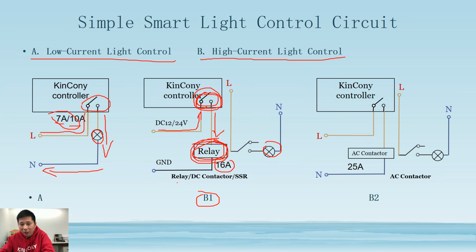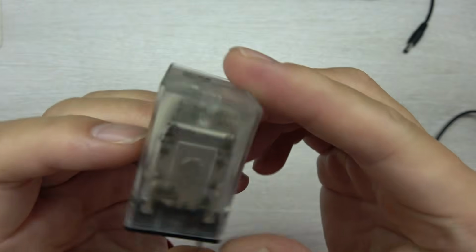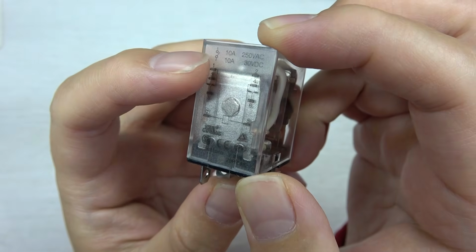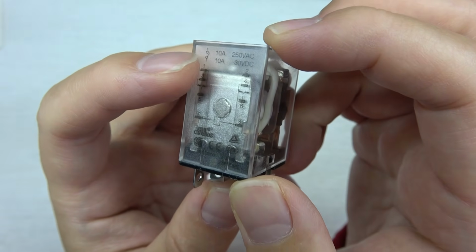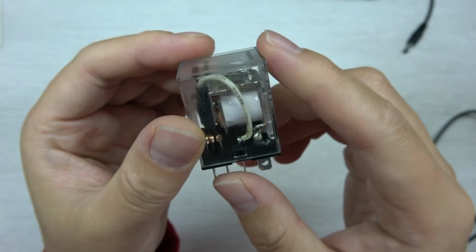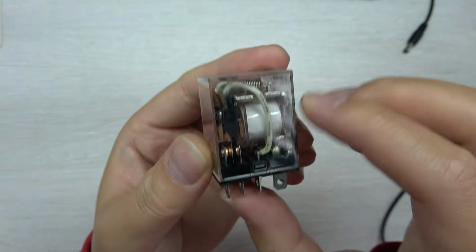You can replace it with an external relay, a DC contactor, or an SSR. SSR means solid state relay. So let's look at what an external relay is, what a DC contactor is, and what an SSR is. For example, this is an external relay, and usually it is marked with how many ampere can be used. You can see this is 10 ampere, and maybe you can choose 16 ampere, 25 ampere or 30 ampere. Just use an external relay to control high current lamps.